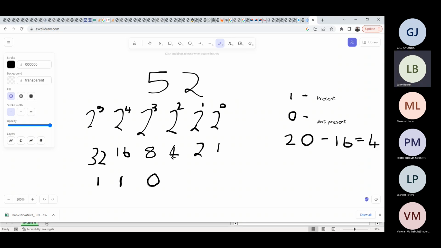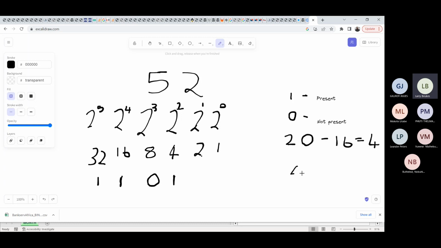Okay, so now 4 into this 4, it passes, right? So this is going to be a 1 here. Then we're going to say this 4 of ours here minus 4. All of this, what I'm doing on the side, you can just do it in your head. It's just that I'm trying to show you how to work it out, right? Then we don't need this. Remember, 0 means not present, and we don't need this again. Are you guys with me?